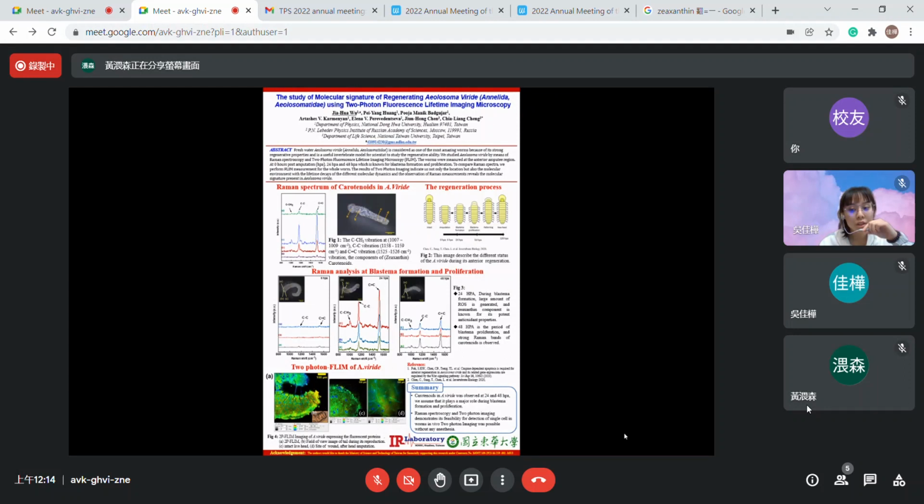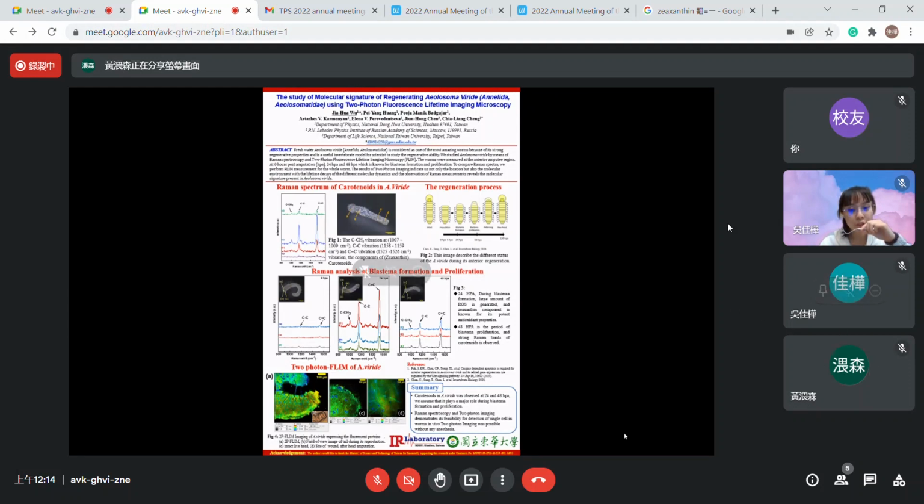Aeolosoma viride is a worm that is about 2 to 3 millimeters, and it can regenerate itself asexually within 5 days. Because of this amazing regenerating ability, we chose this worm to check whether there is some component that plays a major role in regenerating Aeolosoma itself or not. And after knowing the worm and the purpose of my study, let's have a look at figure 1.